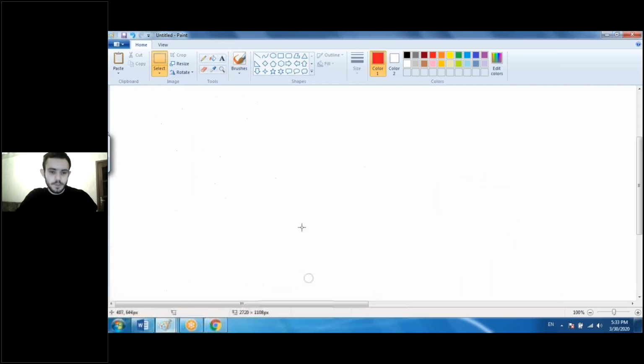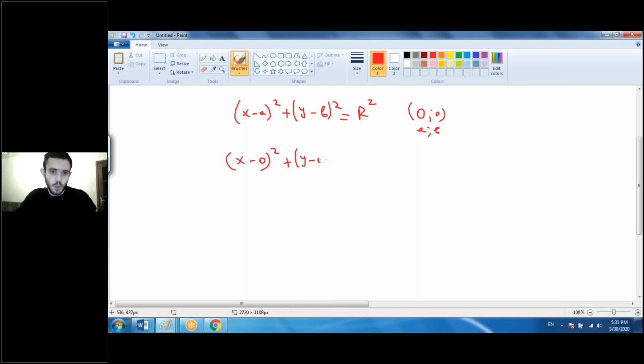Now let's prove the second form. Initially we had (x − a)² + (y − b)² = r². If I substitute the point (0, 0) for a and b respectively, I will get (x − 0)² + (y − 0)² = r². And this eventually gives me the second form of the circle equation: x² + y² = r², since x − 0 is just x, and to the power of 2 gives x squared, same as here.